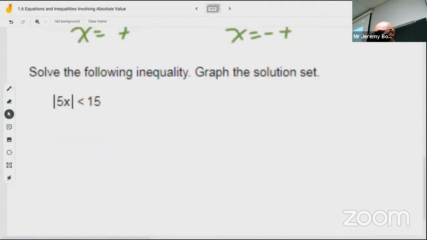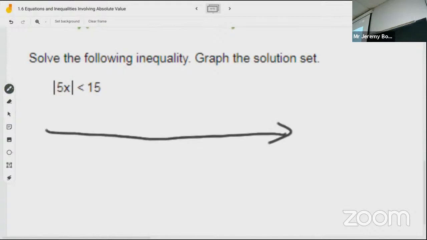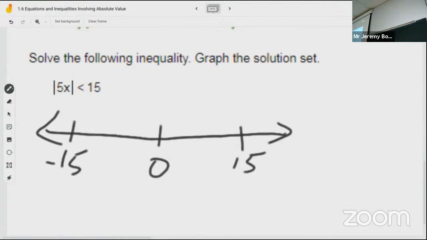All right, now we're in some inequalities. So we've got the absolute value of 5x less than 15. How are we going to set that up? If you struggle, we'll do it for our first few. What that's saying is that 5x is less than 15 units away from 0.